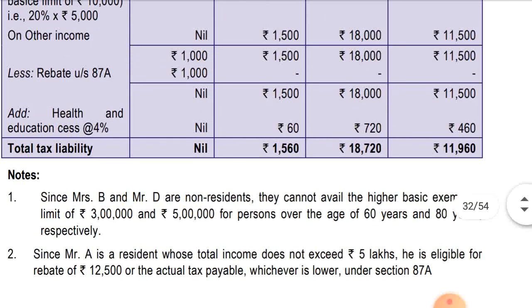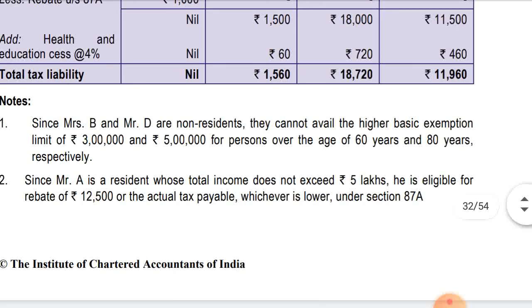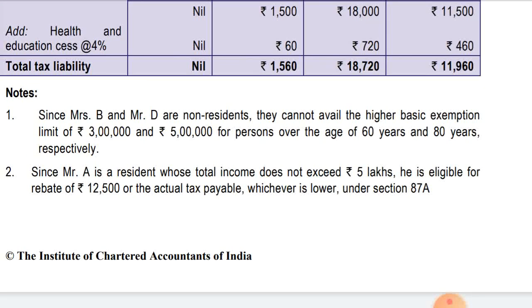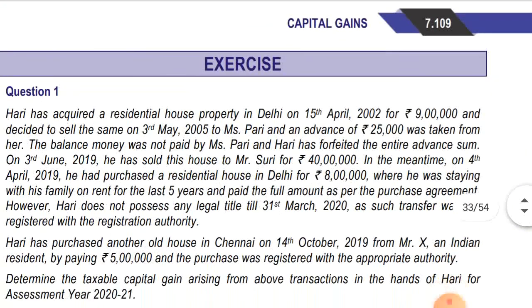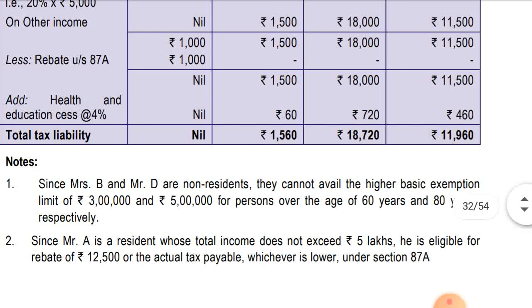Okay, now see what the note is saying. Since Mr. B and Mr. D are non-resident, they cannot avail the higher basic exemption limit of 3 lakhs and 5 lakhs for persons over the age of 60 years and 80 years respectively. Since Mr. A is a resident whose total income does not exceed 5 lakhs, he is eligible for rebate of 12,500 or actual tax payable, whichever is lower, under section 87A. Okay, so that's it with all the illustrations and exercise; I will be covering the rest in the next part.